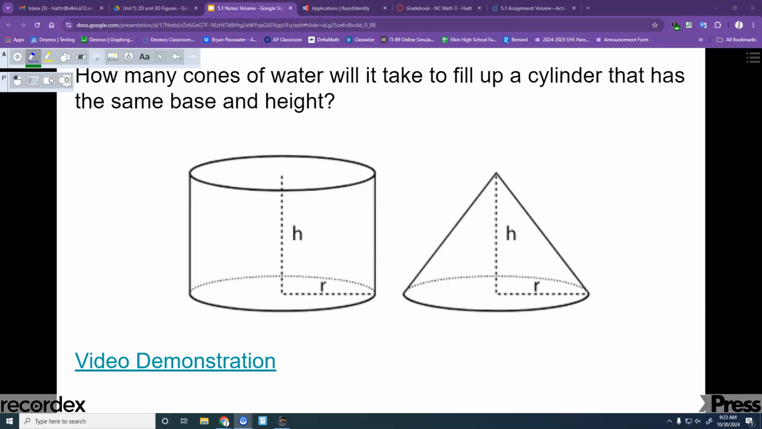Okay, so here I've got a cone and I've got a cylinder, right? They have the same size base, so if you put those next to each other, the bases are the same size, and they have the same height. They're both the same height. So there's no difference in your dimensions. They have the same height, they have the same radius, but this one's a cone, this one is a cylinder. So for my demonstration, I am going to fill up my cone and pour it into my cylinder. How many times do you think it will take?